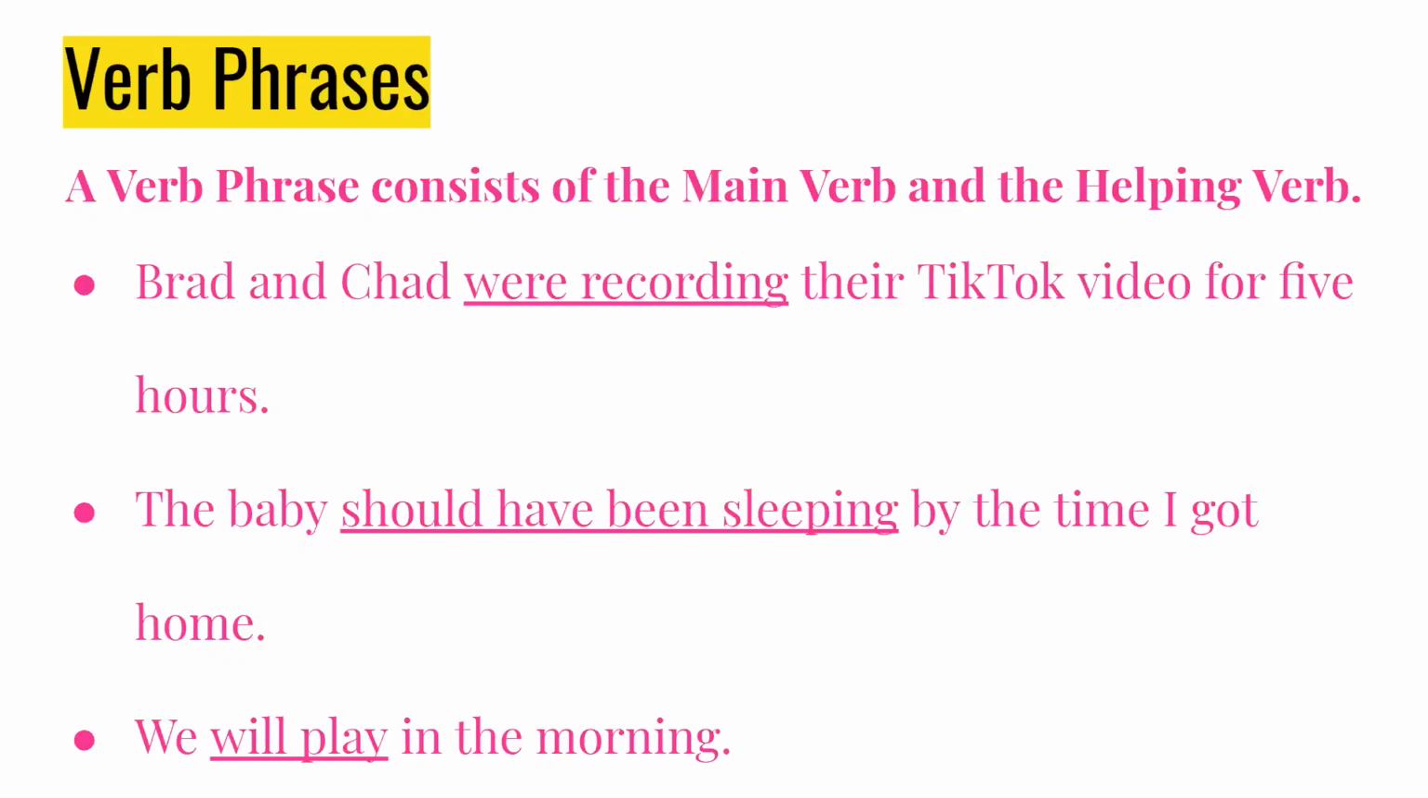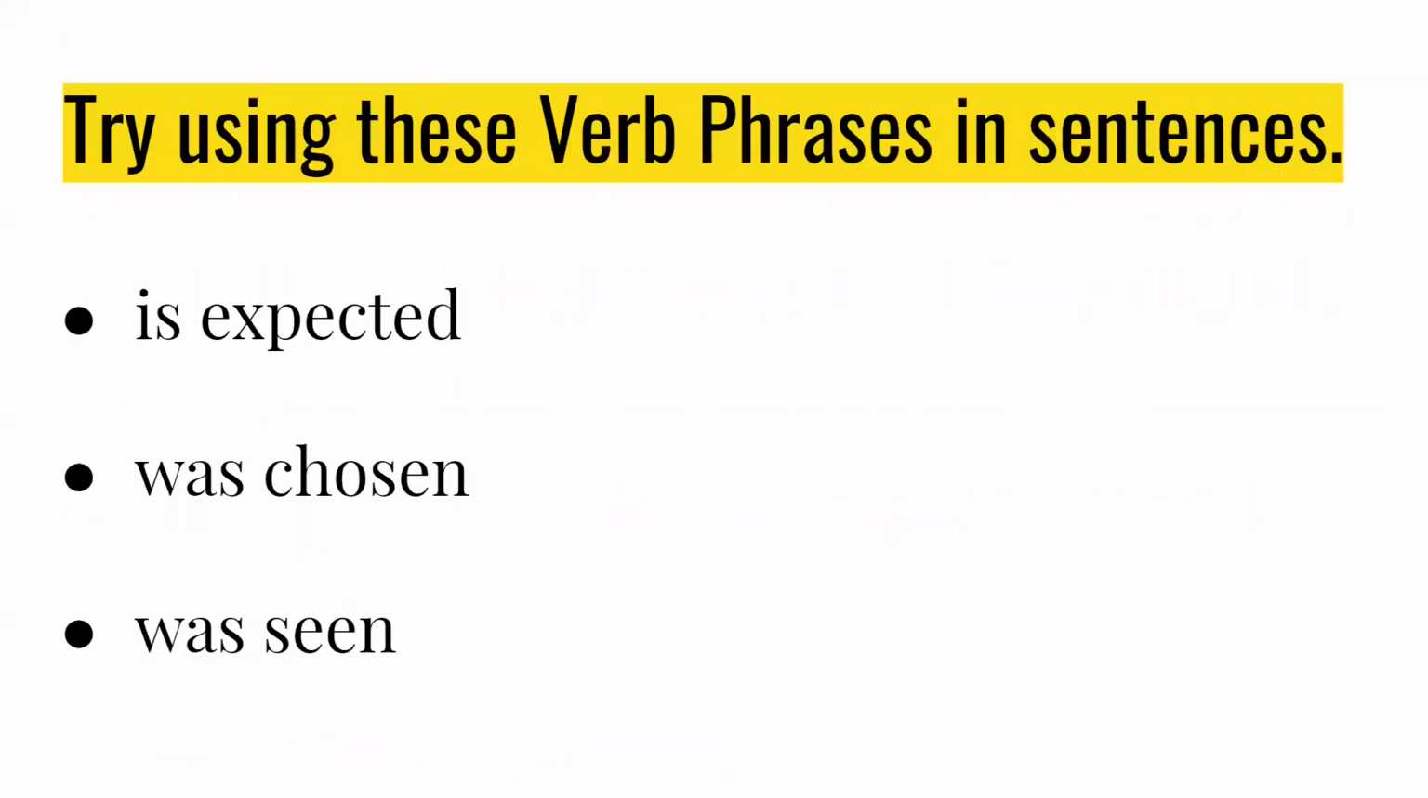And I know what you're thinking. Who records a TikTok video for 5 hours? Well, that's beside the point. Here, we see our main verb, which is recording, and the helper, which is were. Similarly, in the second sentence, the baby should have been sleeping by the time I got home. We have our main verb and we have the helpers. The third sentence says, we will play in the morning, with our main verb being play and the helper being will. Try using these verb phrases in sentences on your own.